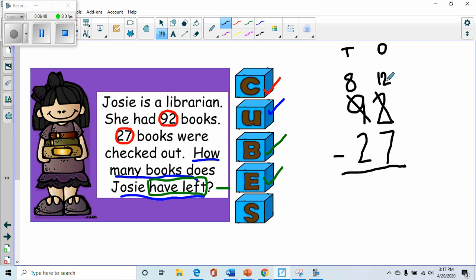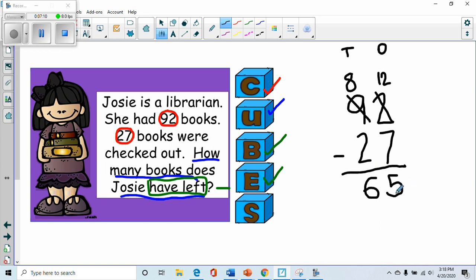Think about it. What is 12 minus 7? Did you get 5? 5 is our answer because 5 plus 7 equals 12. 8 minus 2, think about that one, equals 6 because 6 plus 2 equals 8. So I got the answer of 65.